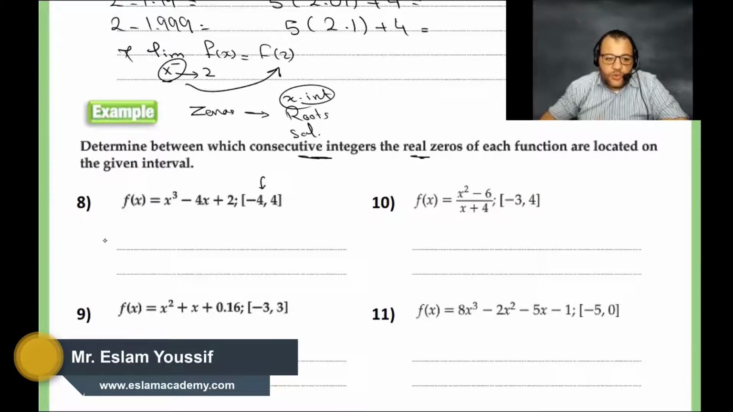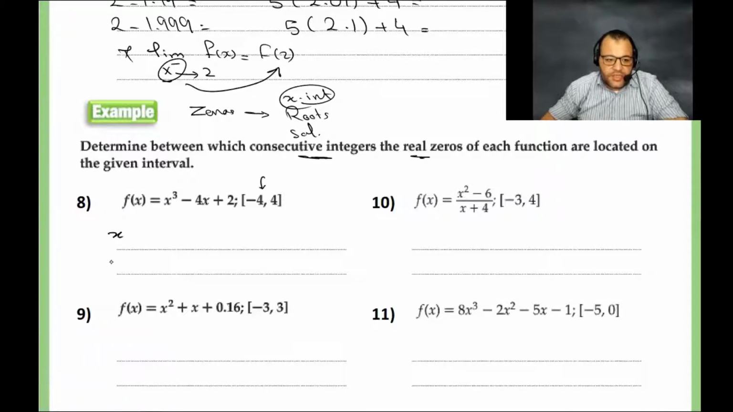So all you have to do is use the calculator, mode 7. So that's x and that's y. Mode 7, just a minute to open the calculator, please.